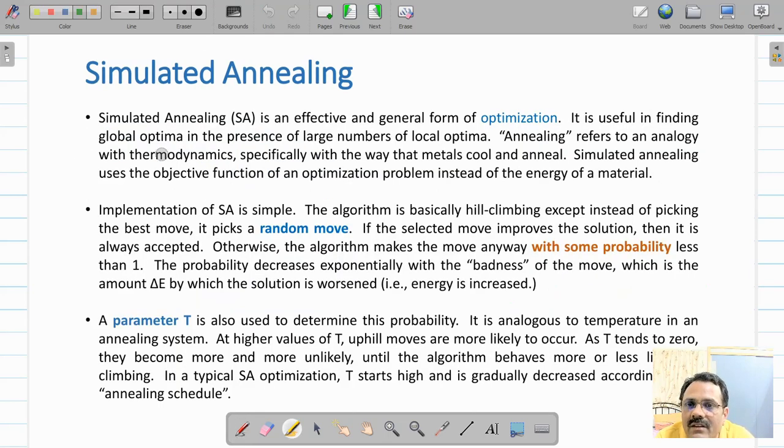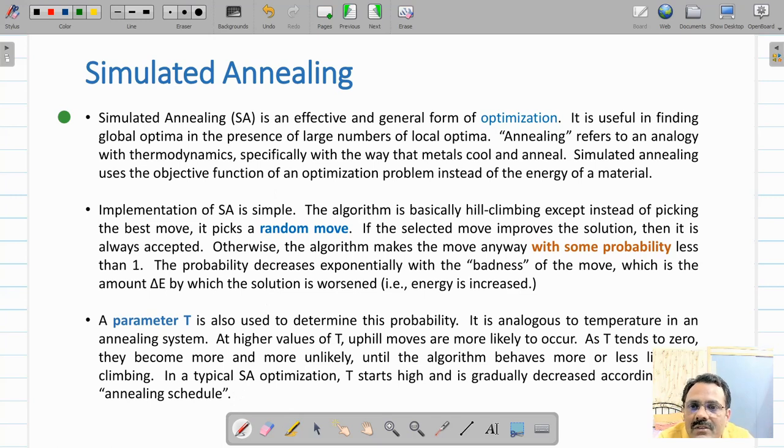In this simulated annealing algorithm, you will find we are performing optimization. It is useful in finding the global optimum point in the presence of a large number of local optima. So that will give you a guideline on where this algorithm has to be used. Annealing refers to an analogy with thermodynamics, the thermodynamical process of moving material from a high energy state to a low energy state, specifically the way that metals cool and anneal.